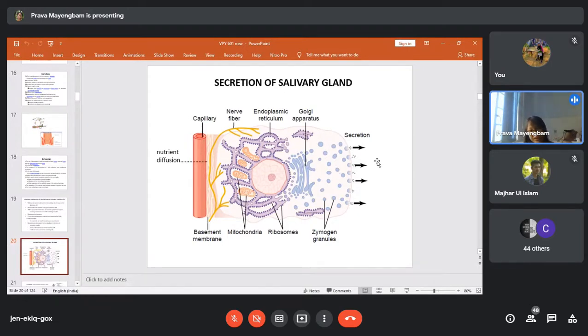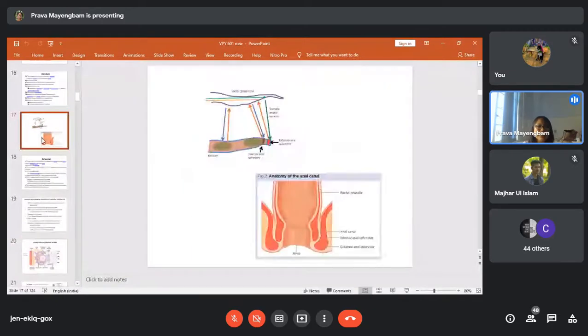Now when the saliva is secreted, it will be carried through the salivary ducts. So this is one secretory cell of the salivary gland. This will now be poured into its lumen. Okay, so I will show you how a salivary gland looks.